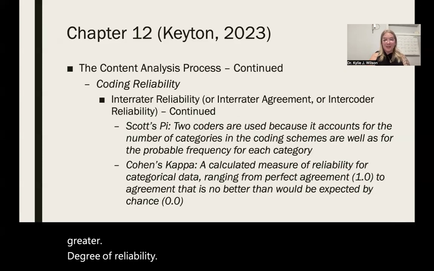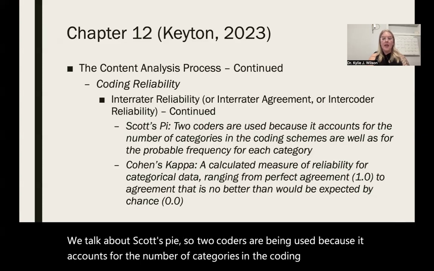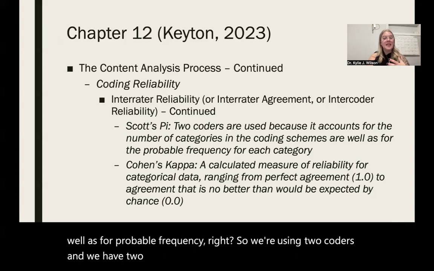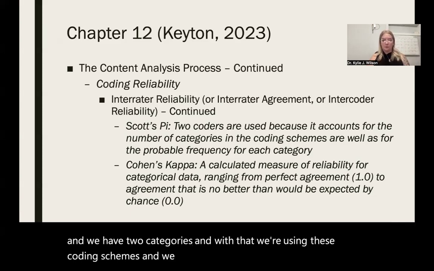We talk about Scott's pi. So two coders are being used because it accounts for the number of categories in the coding schemes, as well as for probable frequency, right? So we're using two coders and we have two categories. And with that, we're using these coding schemes and we find out this probable frequency.